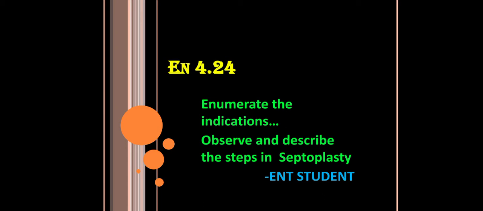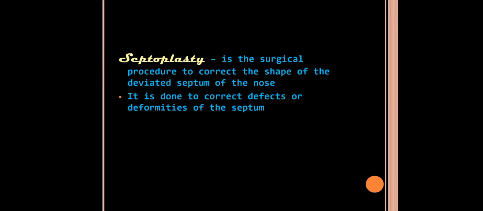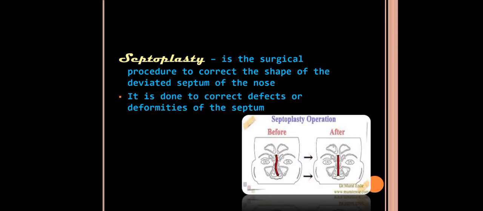This is competency number 4.24. Enumerate the indications, observe and describe the steps in septoplasty. First of all, what is septoplasty? Septoplasty is the surgical procedure to correct the shape of the deviated septum of nose. It is done to correct defects or deformities of the septum.